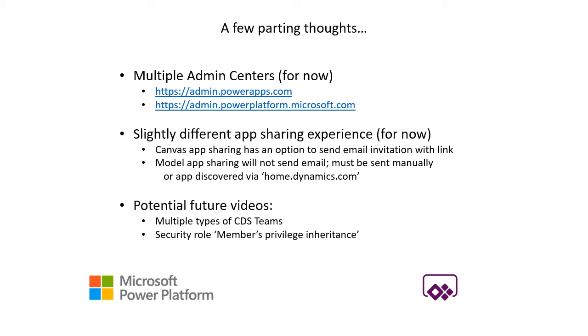I am considering a couple of future demonstrations to discuss the multiple types of CDS teams. We only talked about the Azure Active Directory team today. There are three other types of teams that can be discussed. And then there's a feature inside of the security role about the member's privilege inheritance, which also plays a part in how privileges are assigned to the user whenever they're a member of a team. And that bears a little deeper dive as well. So we'll try to get those out on the books soon. So a quick jump over to the last slide.